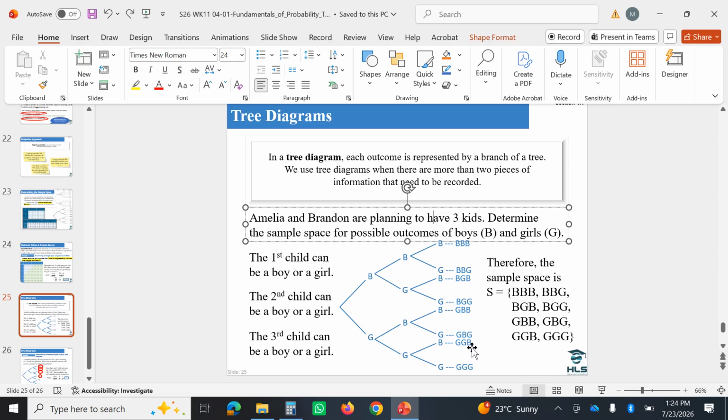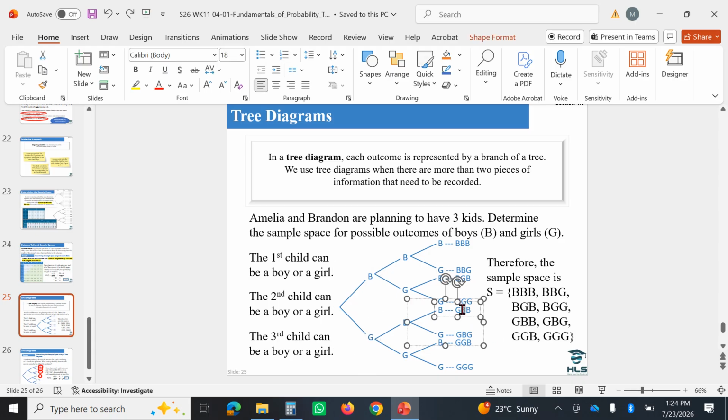Because you're going to have situations here that look this similar. Here I have GBB. Here I have BBG. Two boys, one girl. Here I had the same thing: two boys, one girl. But you look at who's going to be the oldest. The first one born here was a girl. So she's going to be the oldest.